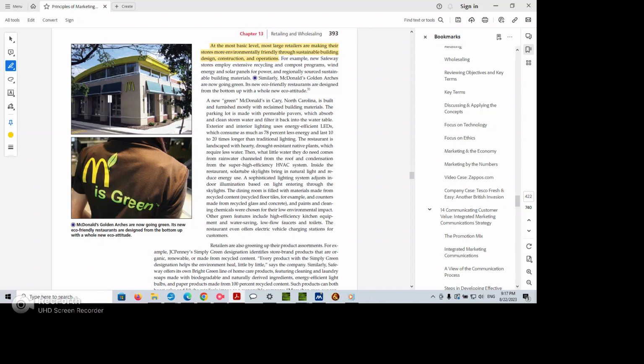There is an example here from Cary, North Carolina. It's built and furnished mostly with reclaimed building materials. The parking lot is made with permeable pavers which absorb and clean storm water and filter it back into the water table. Okay. It's kind of an interesting way of doing it, but that's how they do it.